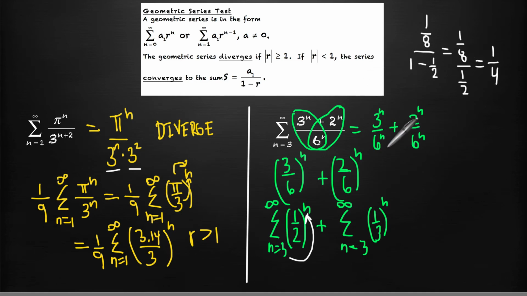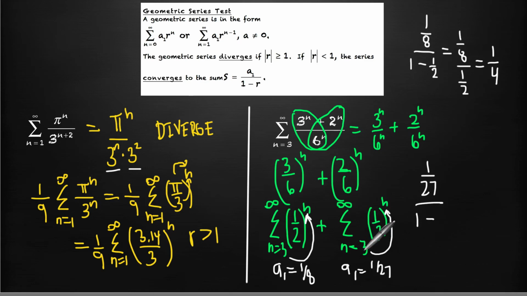Working with the second one, you plug in your 3, and you end up getting 1/27. So your A1, let me write that down here. The first A1 over here was 1/8, and here our A1 is 1/27. So we have 1/27 over 1 minus our R, which is 1/3. So it's going to give us 1/27 divided by 2/3, which is the same as multiplying by 3/2.